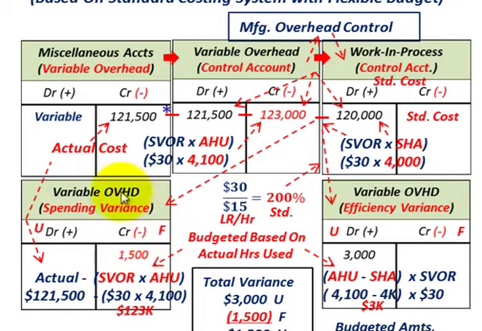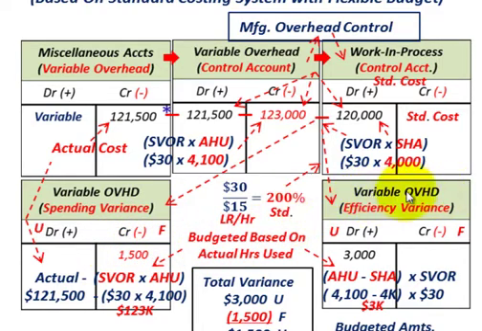So our variable overhead spending variance would be credited, or reduced, as a favorable amount of $1,500, simply because our actual amount that we have in variable overhead for the period is less than our budgeted amount based on our actual hours used of $123,000. Okay, so that takes care of our spending variance. Under budget, favorable amount, it was credited or reduced.